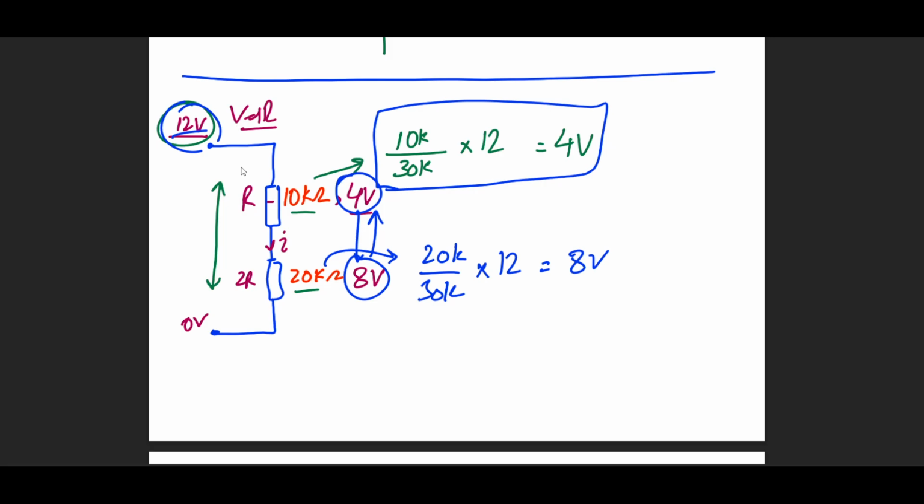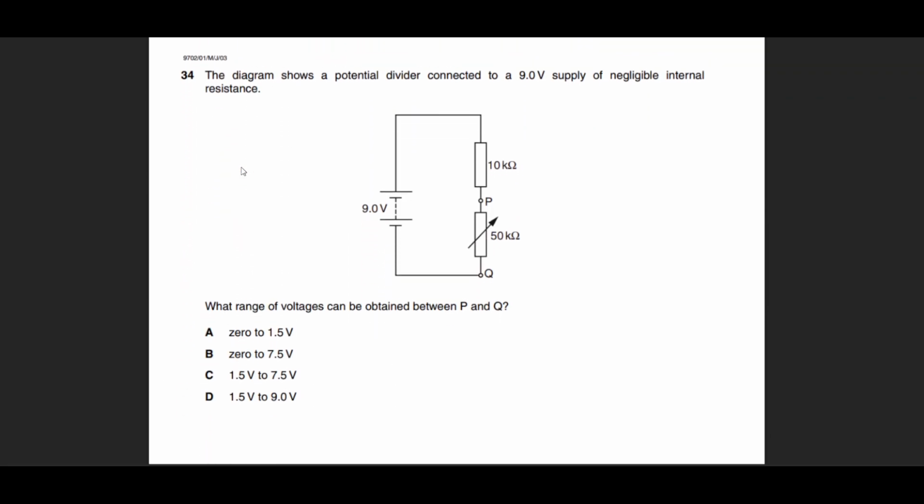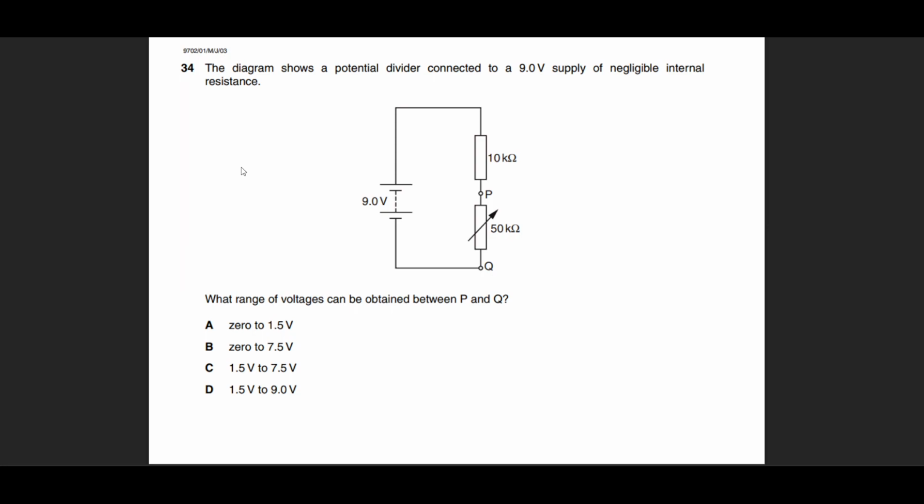Okay, so let's move on to the questions. Again, the very first question, he says that the battery is 9 volts.